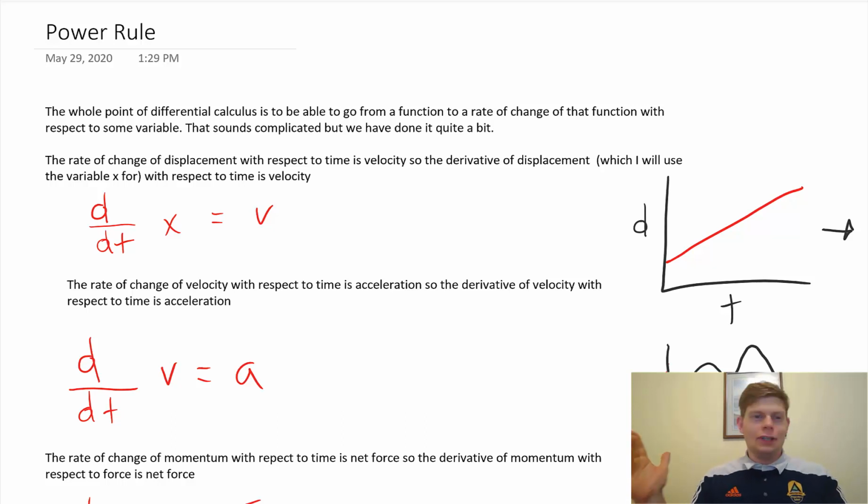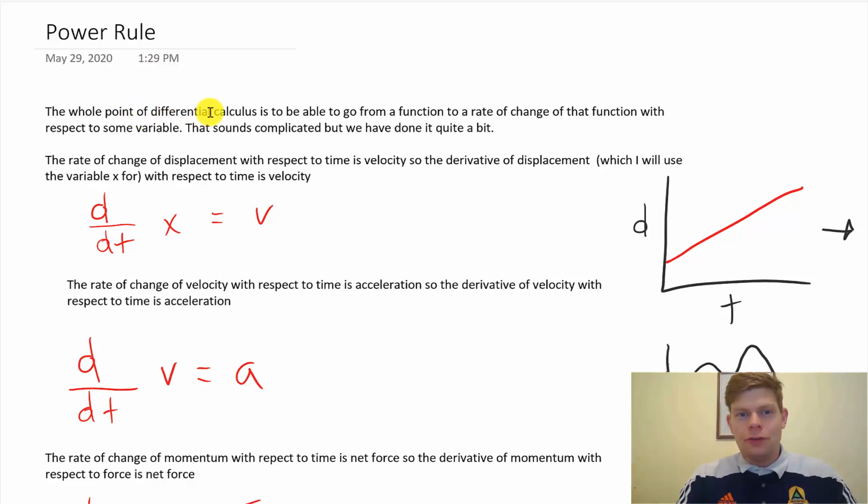Hey guys, let's do our intro to AP Physics. And to start off AP Physics, we're going to learn some calculus. So first thing we're going to do is talk about the power rule, which is your quick and dirty method you'll use all the time to solve differential calculus problems, taking derivatives.